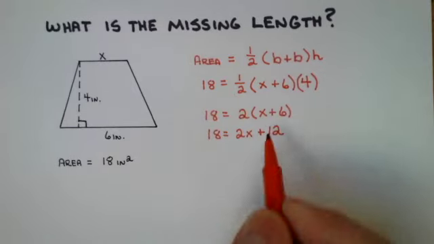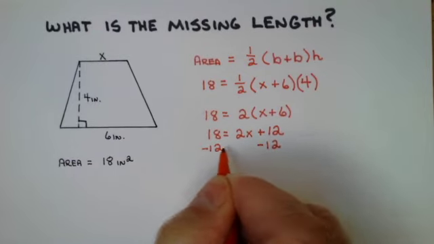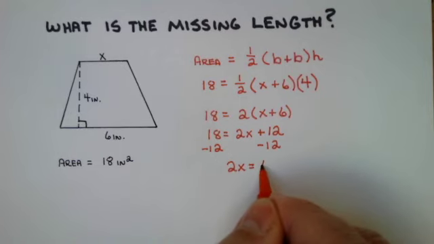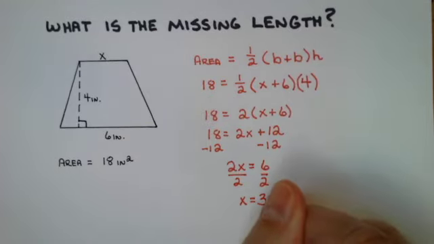Next thing I need to do is get rid of this 12 by subtracting 12 from both sides. I'm going to go ahead and flip it around. 2x is equal to 18 minus 12 is 6. Get rid of this 2 by dividing both sides by 2. X is equal to 3. 3 is the missing side. 3 what? 3 inches.